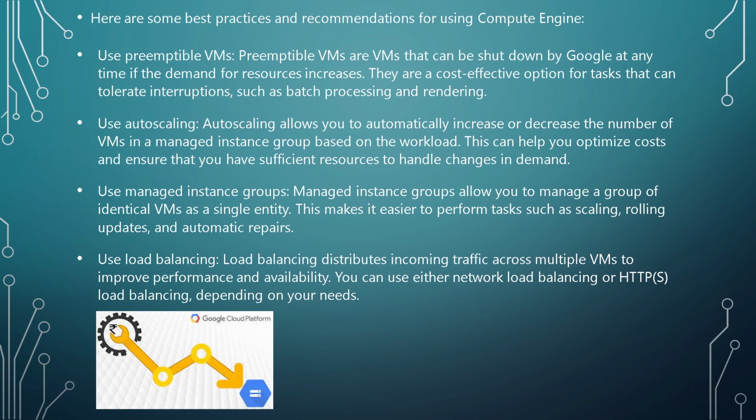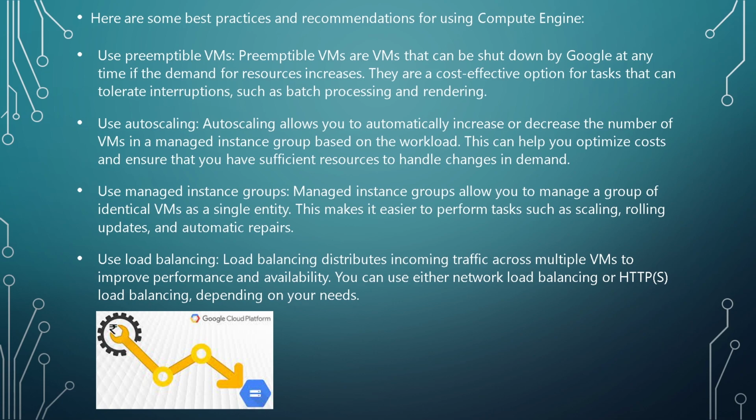Managed instance groups allow you to manage a group of identical VMs as a single entity. This makes it easier to perform tasks such as scaling, rolling updates, and automatic repairs. This is quite cool. It's almost like a template, if you want to call it that. The fourth is use load balancing. Load balancing distributes incoming traffic across multiple VMs to improve performance and availability. You can use either network load balancing or HTTPS load balancing, depending on what you need.